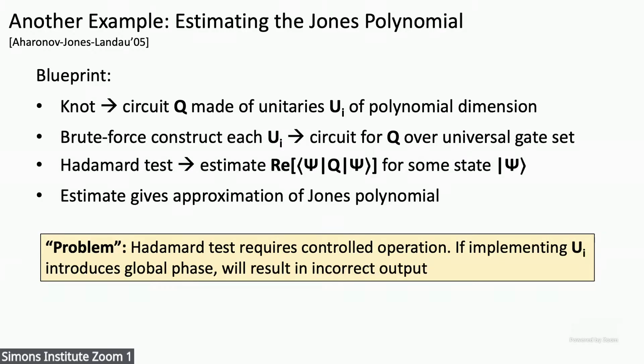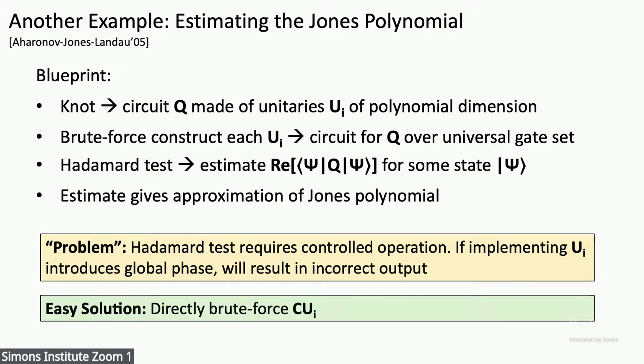It turns out that it's really not hard to deal with. You can either deal with it generically, like I said before, where you actually know the global phase introduced by these, and once you know the global phase, you can control. Or you can just directly implement the controlled versions of these U_i, because you're just brute forcing them anyway. The controlled version just doubles the dimension. You can brute force these as well. So it's not really a problem, but you should be careful.